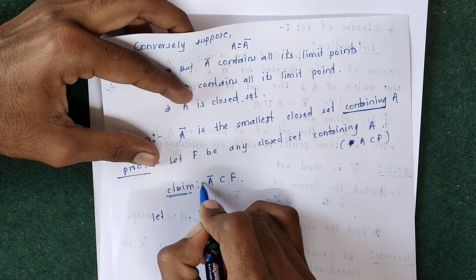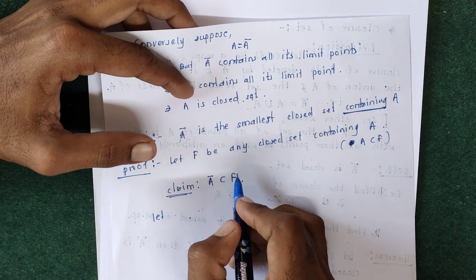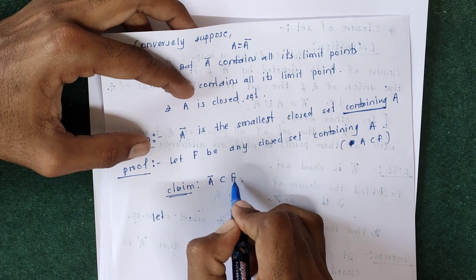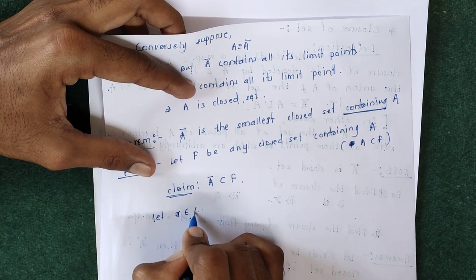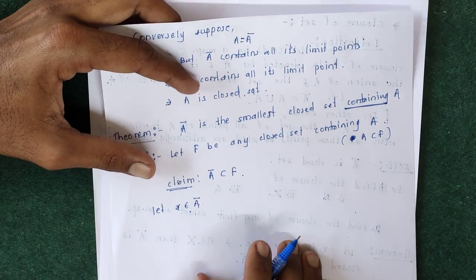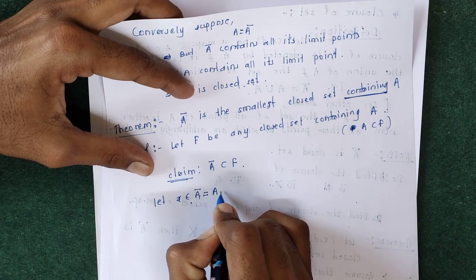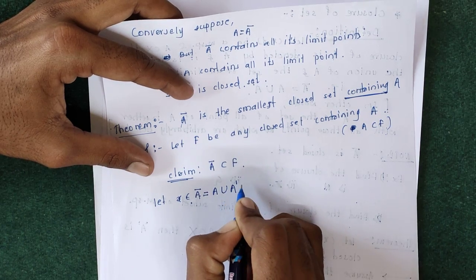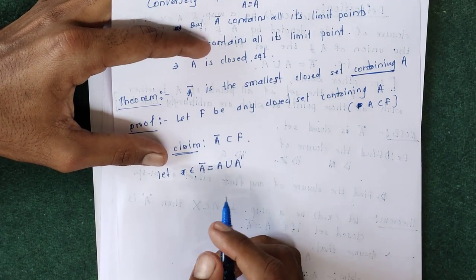For that, we have to take one element of A closure, and if that element is again in F, then we can say that A closure is contained in F, which implies A closure is smallest. Now, let x belong to A closure. By definition of A closure, A closure is equal to A union the set of limit points of A.